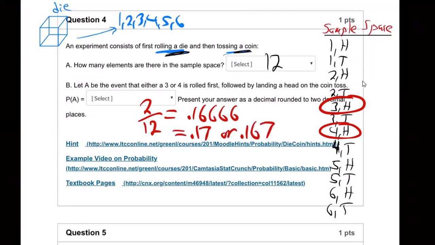Oh, it says 2 decimals. Yeah, I see it now. It does say 2 decimals right there. So yeah, 0.17. Does that make sense, right? It's a 3 or 4 followed by a head. So that's 2 out of the total. Remember, probability always has the number we want on the top, and the total on the bottom. And divide that in your calculator. And so there we go.